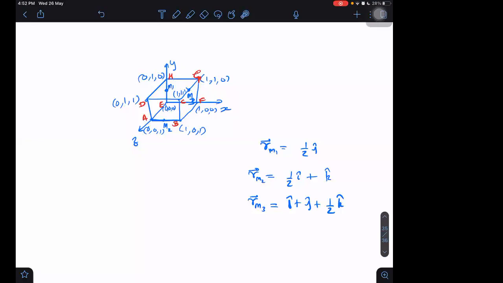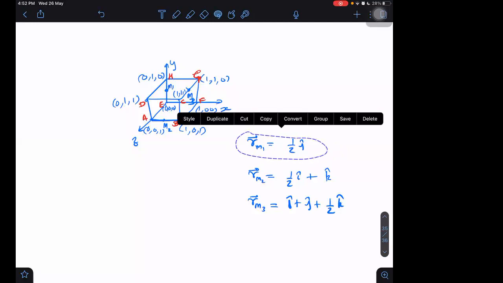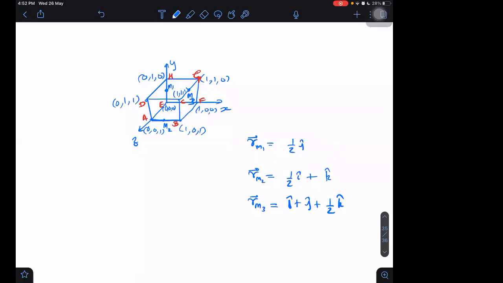Now, what is the question? I think the question was about angle, right? What is the angle between? No, this is also not the question. The question was, if I connect these midpoints, then what will I get?